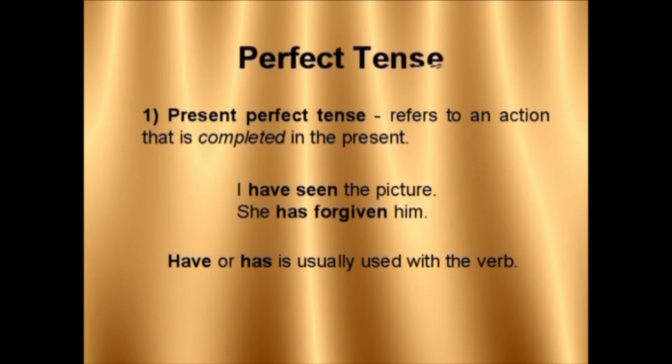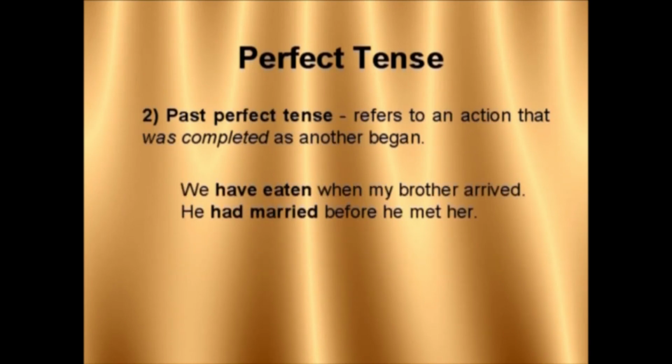Now let's study the perfect tense. 1. The present perfect tense. It refers to an action that is completed in the present. I have seen the picture. She has forgiven him. Has or have is usually used with the verb.